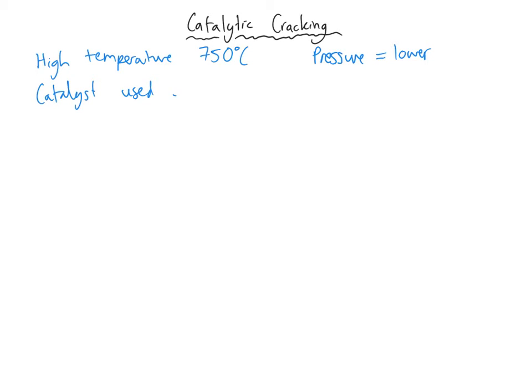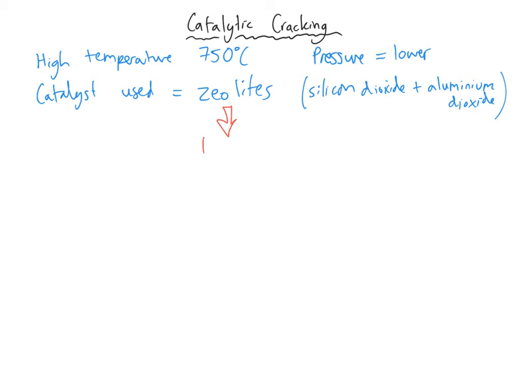And the catalyst that we use is typically zeolites. Zeolites are actually a mixture of silicon dioxide and aluminium oxide. And the zeolite catalyst is organised in what's called a honeycomb. And the honeycomb allows us to use a small amount of catalyst for a big surface area. And this, of course, brings down the cost because you can get a big surface area for a small amount of money.